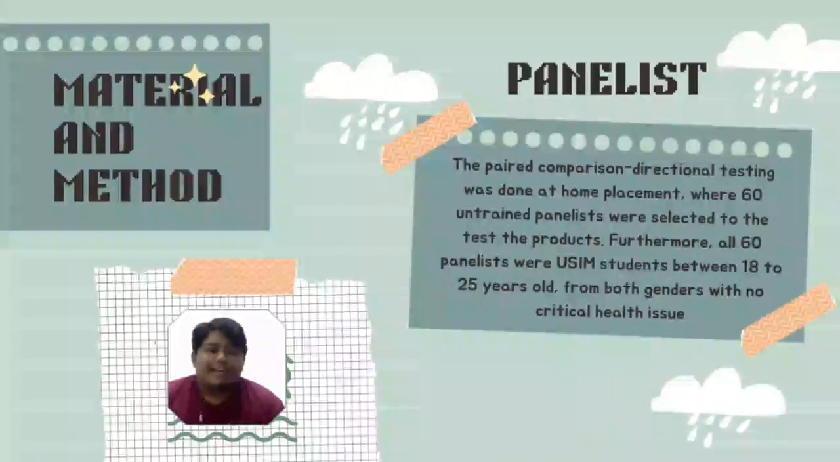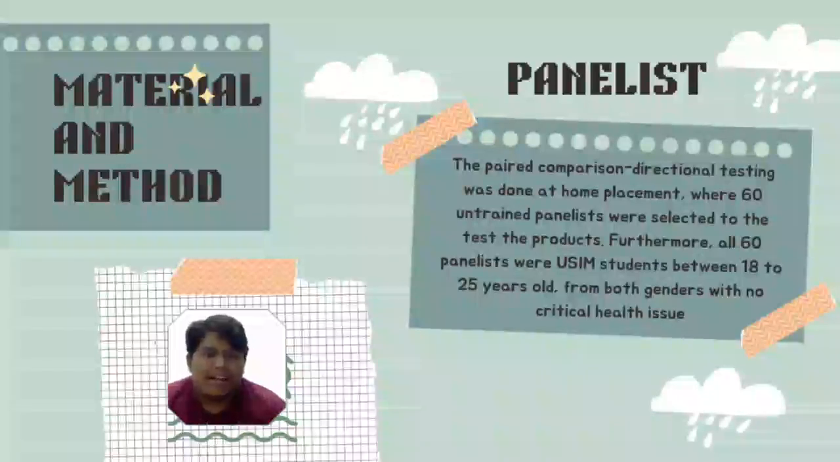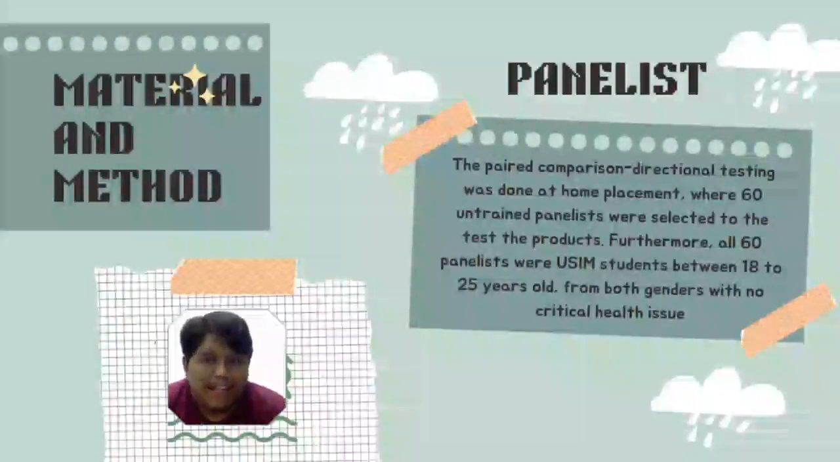In this directional paired comparison test, we gathered 60 untrained panelists aged between 18 to 35 years old from USIM, with no critical health issue, to determine whether they can detect the difference in sweetness level of two soy milk samples from the same brand, which is Home Soy.